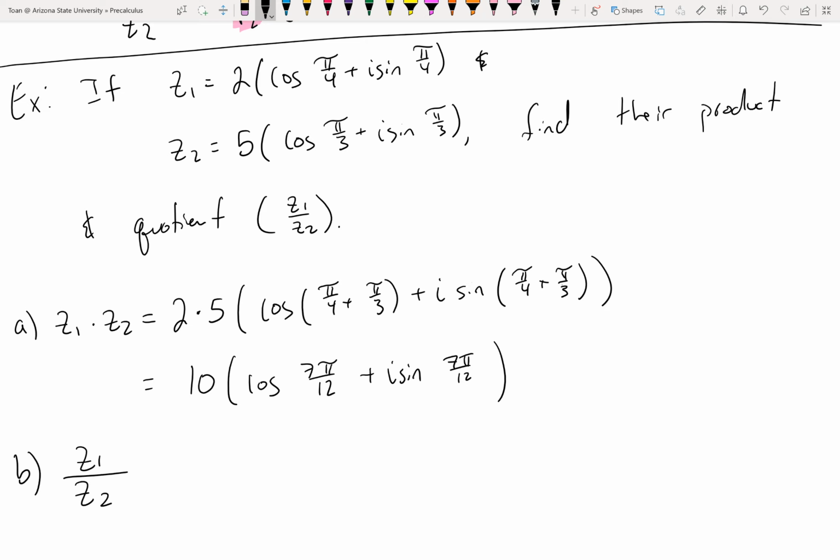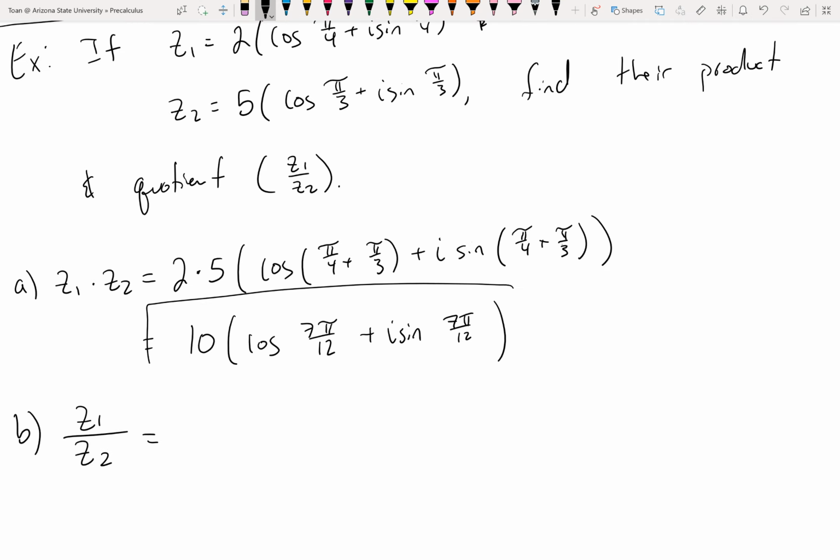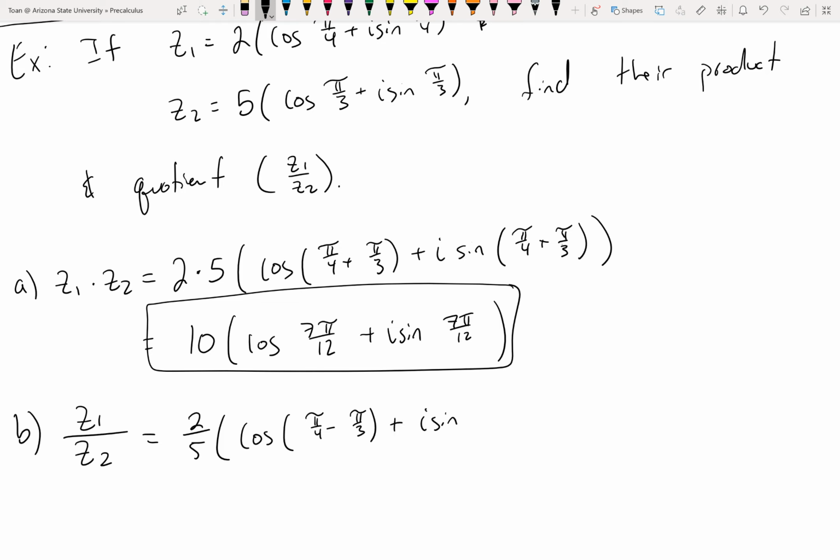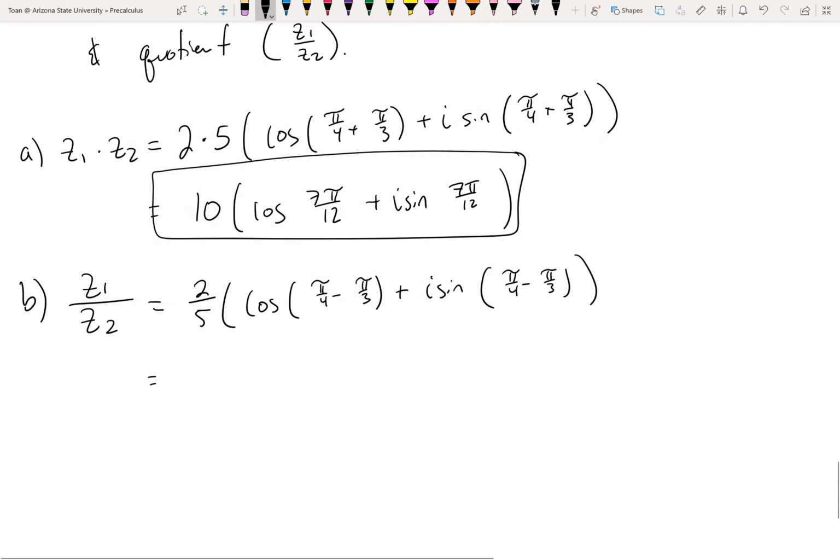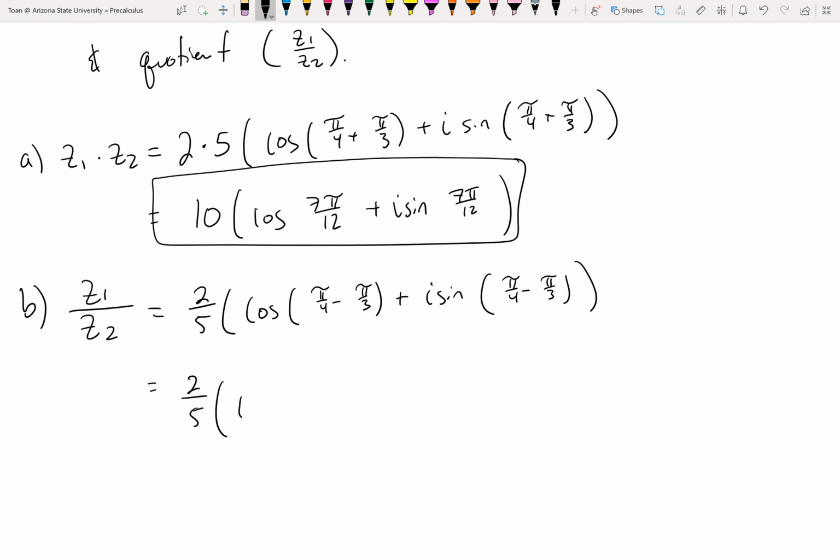Dividing is just as easy, except instead of multiplying and adding the angles, you divide the modulus and subtract the angles. So it's 2 over 5 cosine of pi fourths minus pi thirds plus i sine pi fourths minus pi thirds. And then you just do math. So what's pi fourths minus pi thirds? The common denominator is 12. So that is negative pi 12ths plus i sine, and this would be negative pi 12ths.